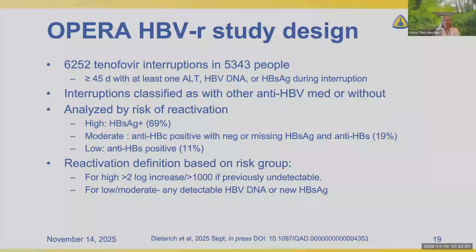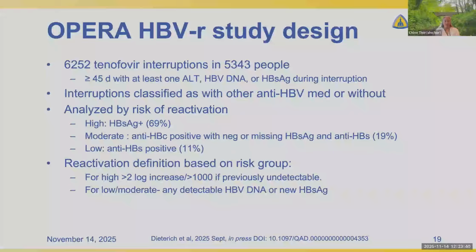And then they analyzed the risk of reactivation in 3 different groups. The high risk group was individuals who were still surface antigen positive, and that was 69% of the study population. Moderate risk were those people who were core antibody positive, with either a negative or missing surface antigen and surface antibody. That was about 20% of the cohort. And then the lowest risk were those people who were positive for surface antibody, and that was 11% of the cohort.